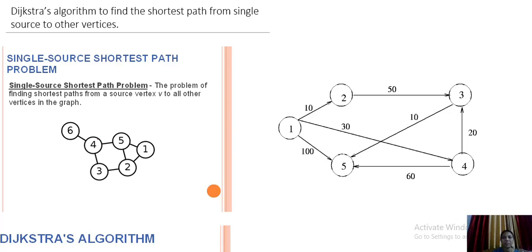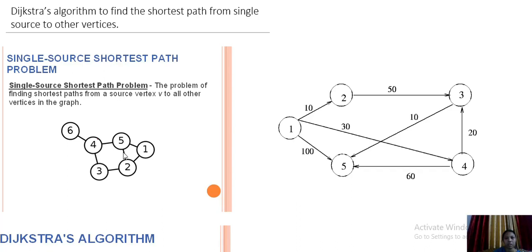Dear students, in this video we are going to see design and analysis of algorithms lab exercise on Dijkstra's algorithm to find the shortest path from single source to all other vertices using the greedy method. So the objective here is, in the graph we have to choose any vertex as a source, and from the source we have to find the shortest path to all the other vertices. So that is the objective.